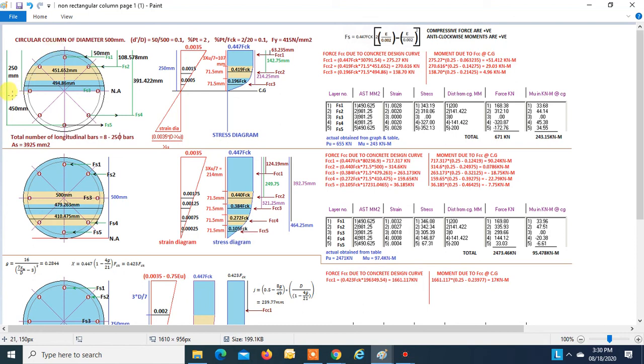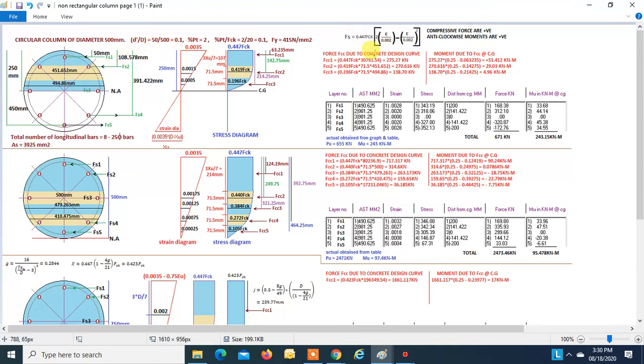Say I'm taking my neutral axis at 250 mm. Then if I'm writing a program, I can divide this area into 250 strips, that is, thickness of strip equal to 1 mm. That will give me more accurate results. But as we are doing it manually, we will subdivide into a few strips.